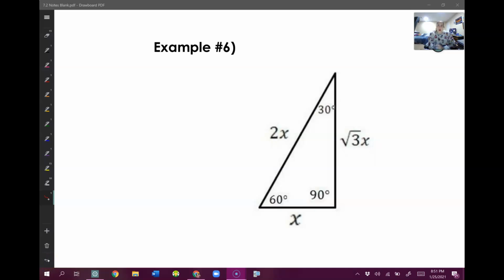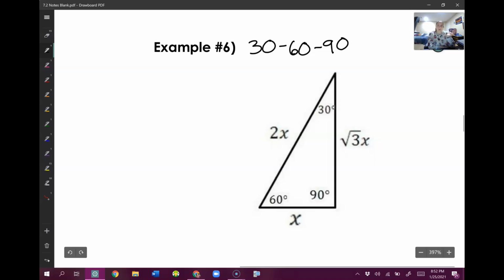The last example in this lesson is this special right triangle, which we call the 30, 60, 90 right triangle. For obvious reasons, 30, 60, 90. This is also a special right triangle because, just like the last one we talked about, it has special patterns that hold every single time. This one also has two patterns that you're going to need to memorize.